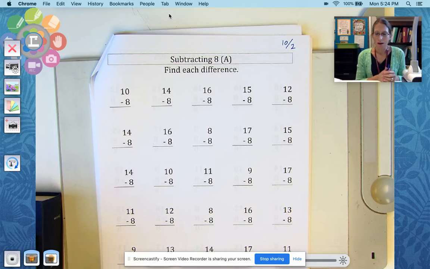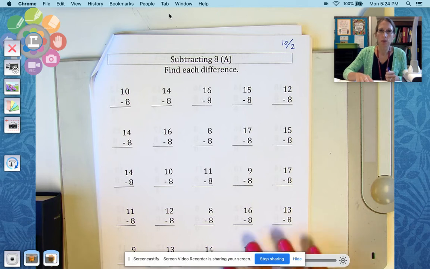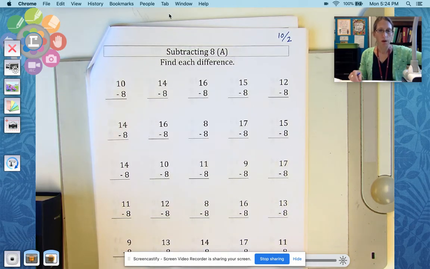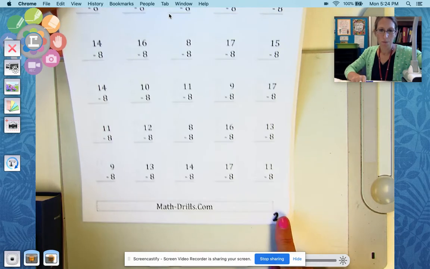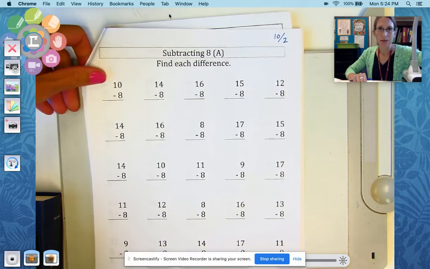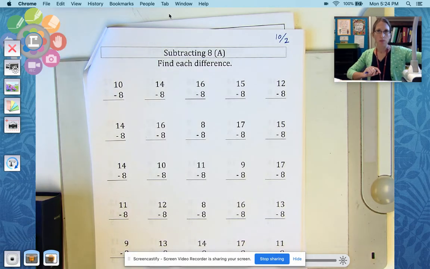Alrighty, so let's see. We are going to work on page 2 of our fact practice packet today. There's page 2, and today we are working on subtracting 8. The other day we worked on adding 8, so you can use those addition facts to help you when you're subtracting. If you know 8 plus 6 is 14, then you can use those facts to do 14 minus 8 is 6 or 14 minus 6 is 8. So keep those in mind as you do your fact practice for today.